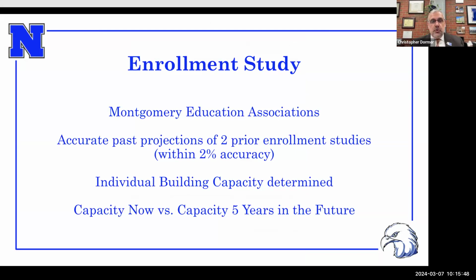So North Henry School District and Schrader Group worked with Montgomery Education Associates. Montgomery Group has done 2 past enrollment studies for us, and their accuracy was absolutely phenomenal. And as you can see from this slide, we're within 2% accuracy. I do share 1 year, they actually predicted the enrollment at Marshall Street Elementary School within 1 student.